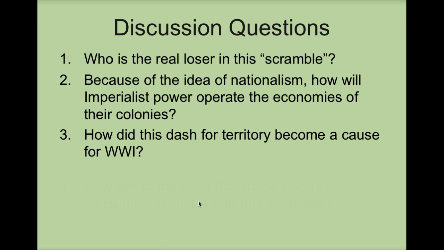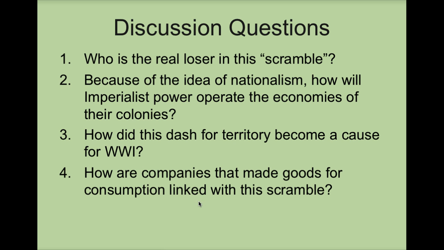So what I want you to think about and answer these questions is, when it comes to the scramble, who is the real loser here? And with this idea of nationalism, how will imperialist powers operate the economies of their colonies? How does this dash for territory lead us to the outbreak of World War I? And how are companies that made goods for consumption linked with this scramble for Africa?